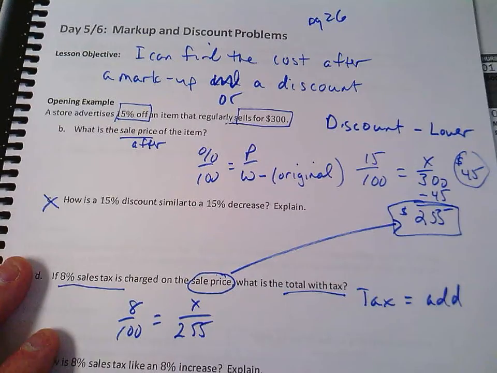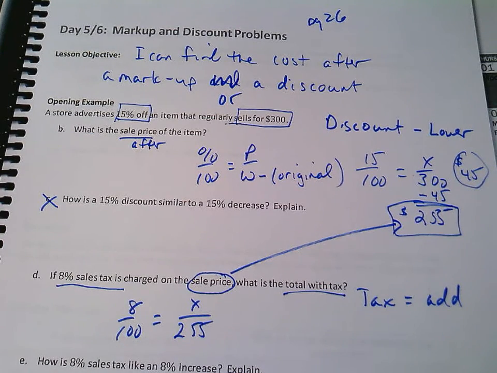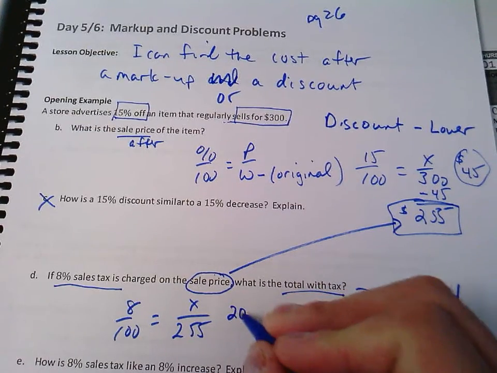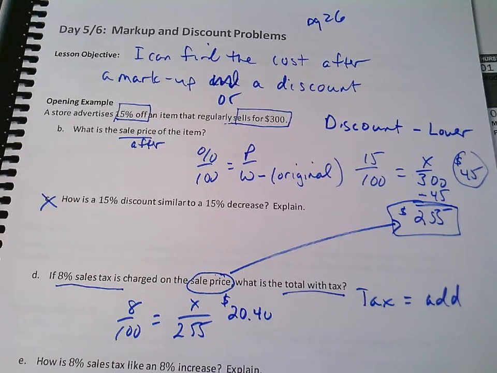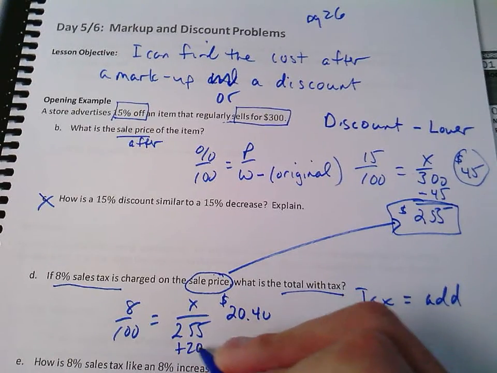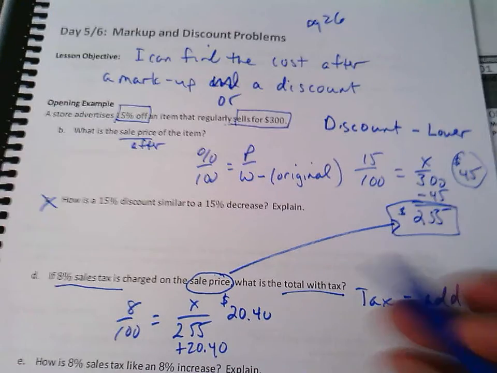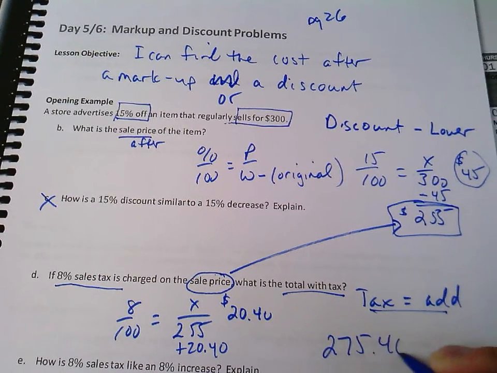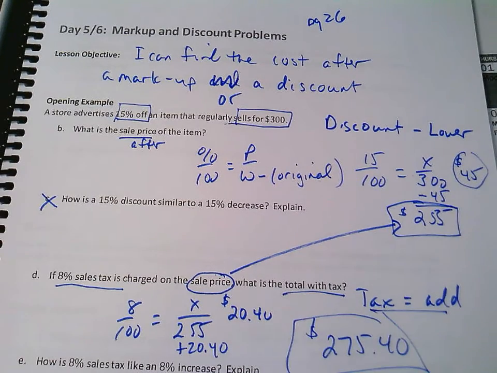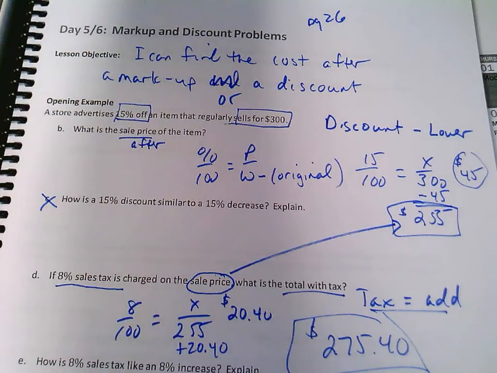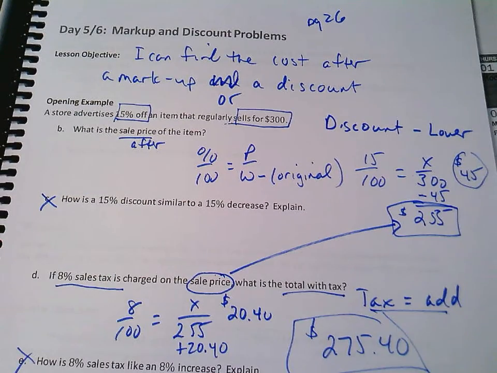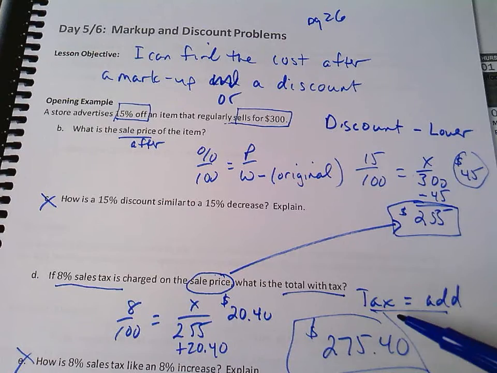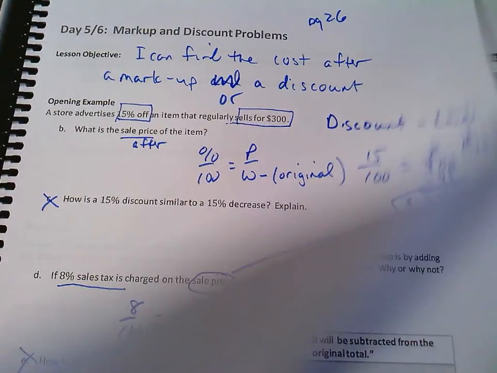Okay. Do your cross multiplying. And I've got $20.40. Okay, but then that $20.40 gets added to the cost because taxes get added. So $255 plus the $20.40 gives me $275.40. So that is how much you would pay for that. All right, and then we're not going to answer E. So this is an example of a discount and a tax. All right, so we'll do one more, where now we'll look at a markup.